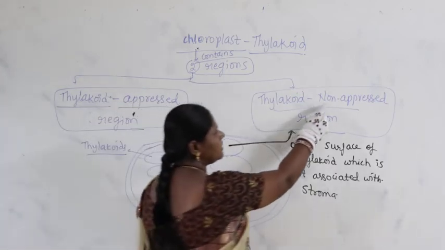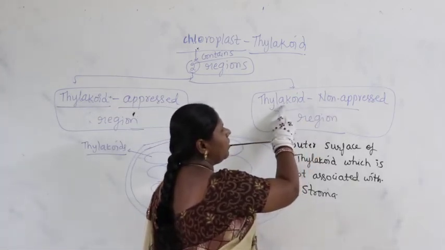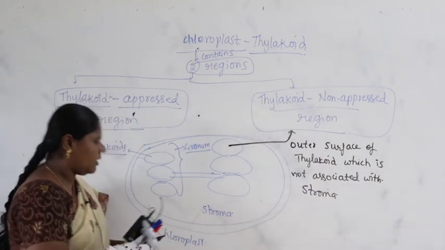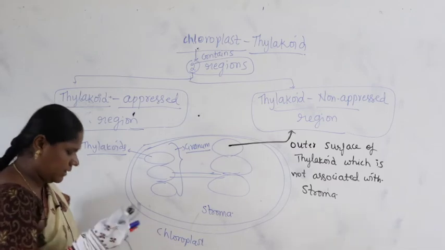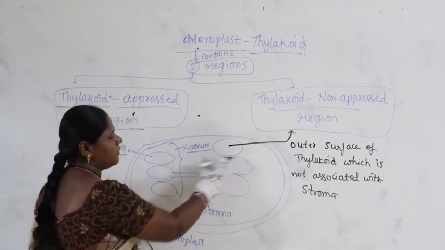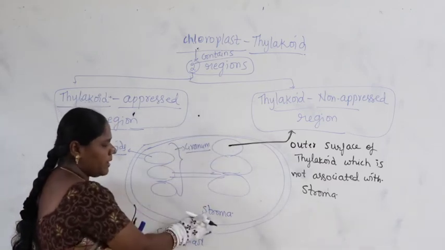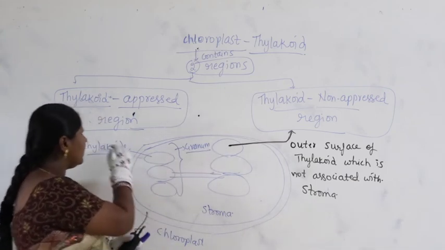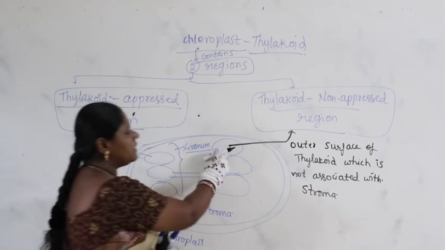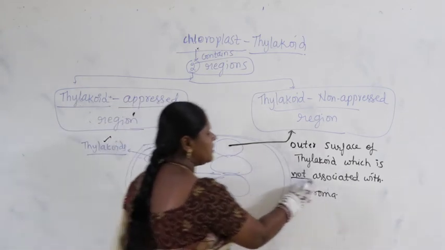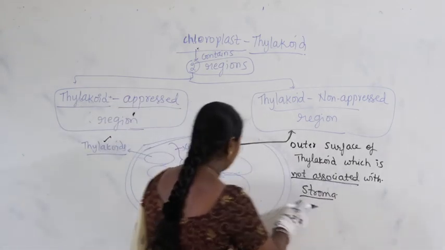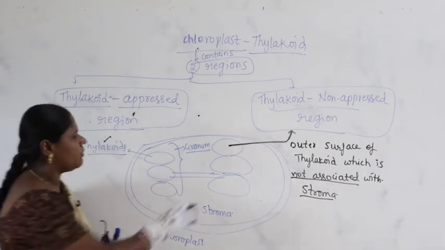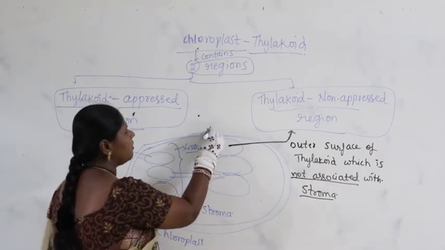And I'll read again: thylakoid non-oppressed region. Non-oppressed region, we say. Now where they are located, let us see very clearly. This is the outer surface, the upper surface. Stroma is down. The outer surface of the thylakoid, which is not associated with the stroma, not coming in contact with the stroma, this upper surface, what is it called?